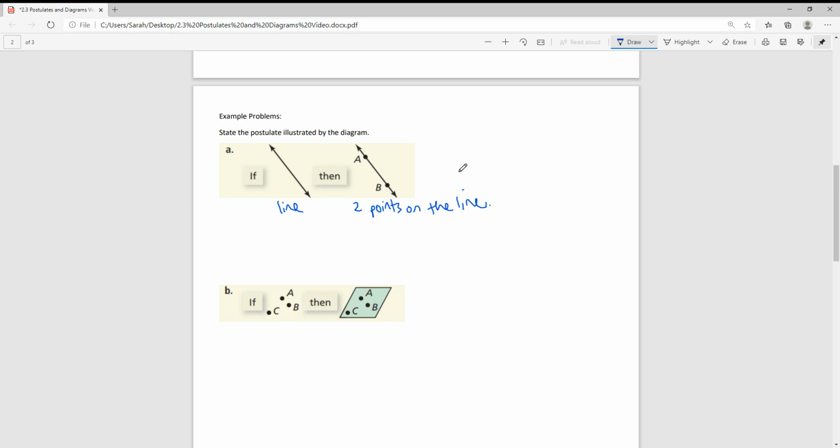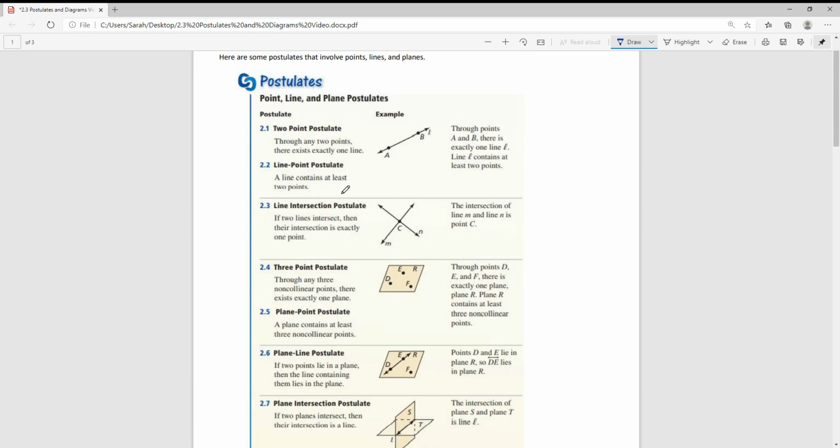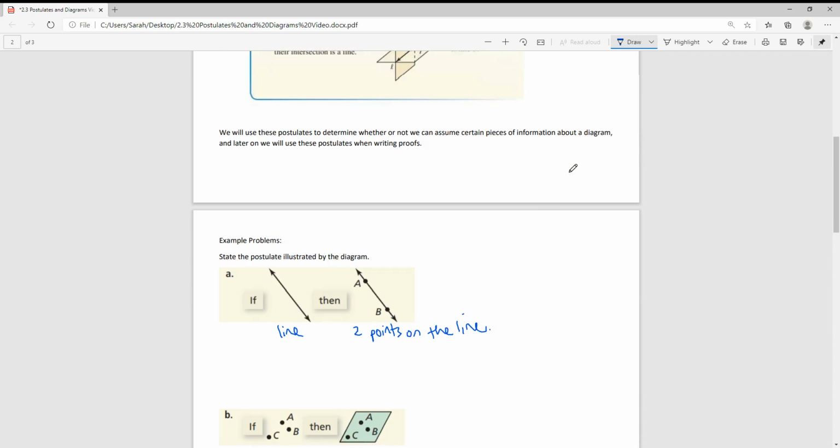So go back to our postulates. Which postulate talks about having a line and having 2 points on it? That would be this postulate right here, the line point postulate. So our answer here would be the line point postulate.